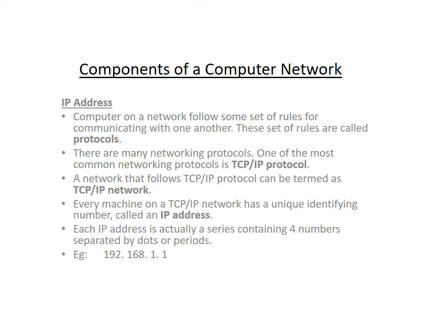Every machine on a TCP/IP network has a unique identifying number called an IP address. Each IP address is actually a series containing 4 numbers separated by dots or periods. An example is given below.